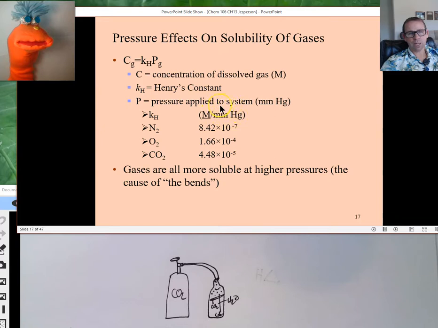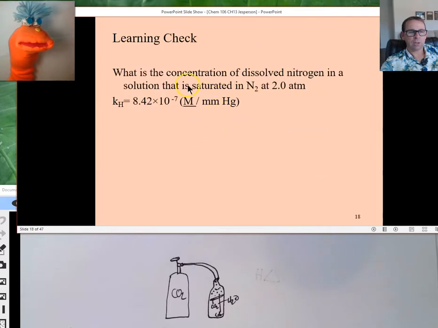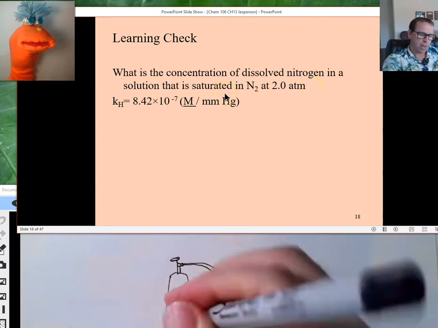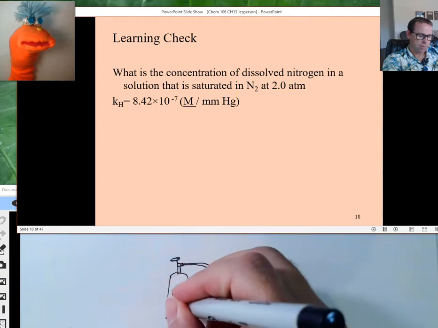So this is the pressure of the gas, and this is the resulting concentration that you'll have for every given millimeter of mercury in the solution, in molar, right? These constants, however, differ based on the kind of gas, because different gases have different degrees of intermolecular forces that can dissolve in water. So, if we are asked a question like this one here, what's the concentration of dissolved nitrogen in a solution that is saturated in N2 at 2 atmospheres? At 2 atmospheres. So essentially, instead of carbon dioxide, we're talking about N2 now, right?